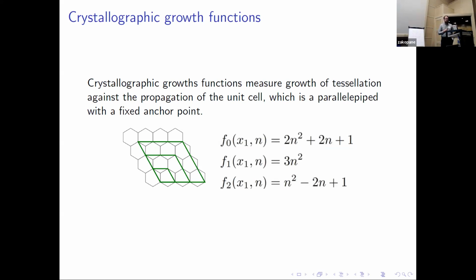Now I move on to the next type of growth functions, crystallographic growth functions, which measure growth of a tessellation against the propagation of a unit cell. So in the general case of two-dimensional space, we are taking a parallelogram frame with a fixed anchor point, and we just count the number of cells which are inside this frame. Again, we study periodic tessellations, and our frames are compatible with translational symmetries of the tessellations, and that's why we again get polynomials for n big enough. Because for small n, it's not always a polynomial.